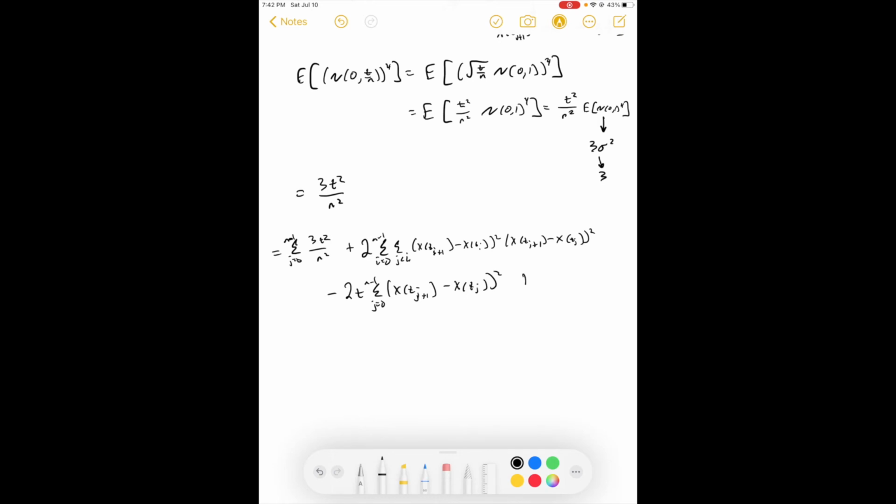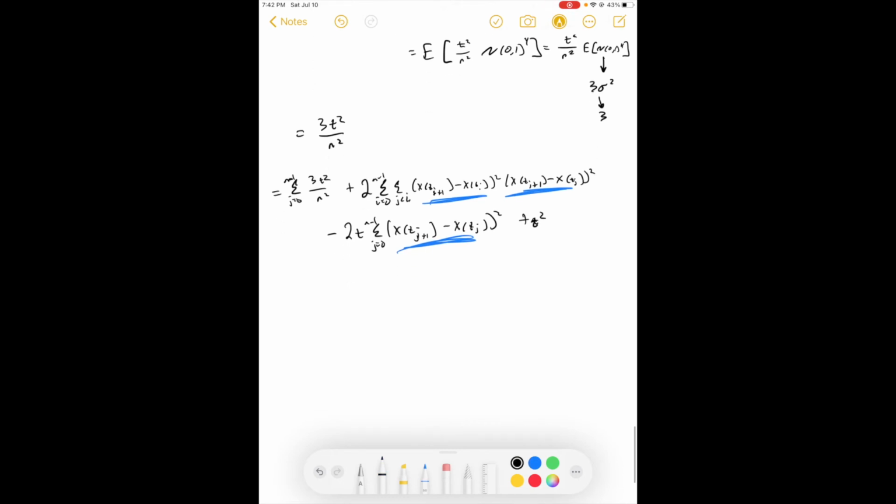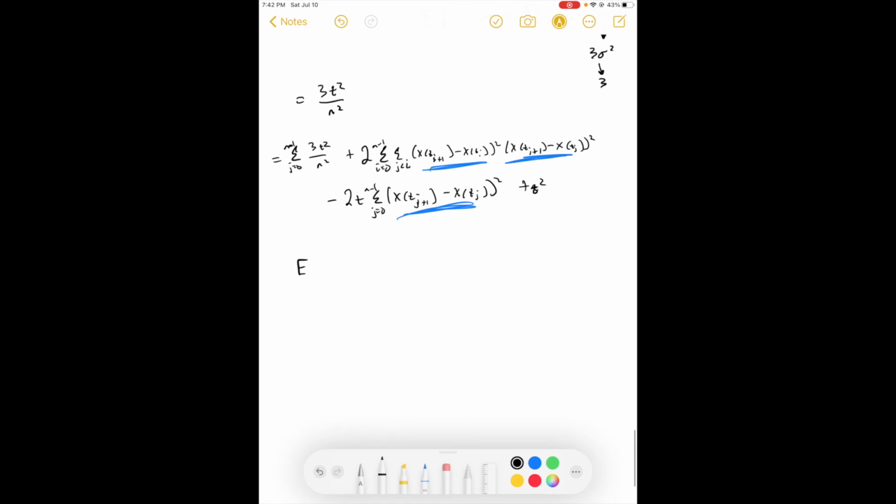A lot of sums in this. Plus t squared. And look at this, we got kind of the same thing. This is still in the expected value, right? And we've got kind of the same thing happening repeatedly. So let's just deal with that. Let's deal with the expected value of the sum from j equals 0 to n minus 1 of x of t sub j plus 1 minus x of t sub j squared.